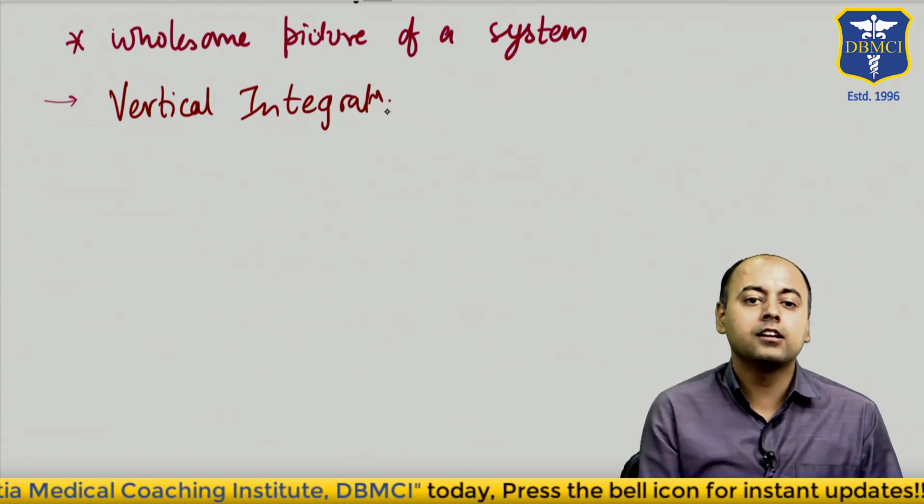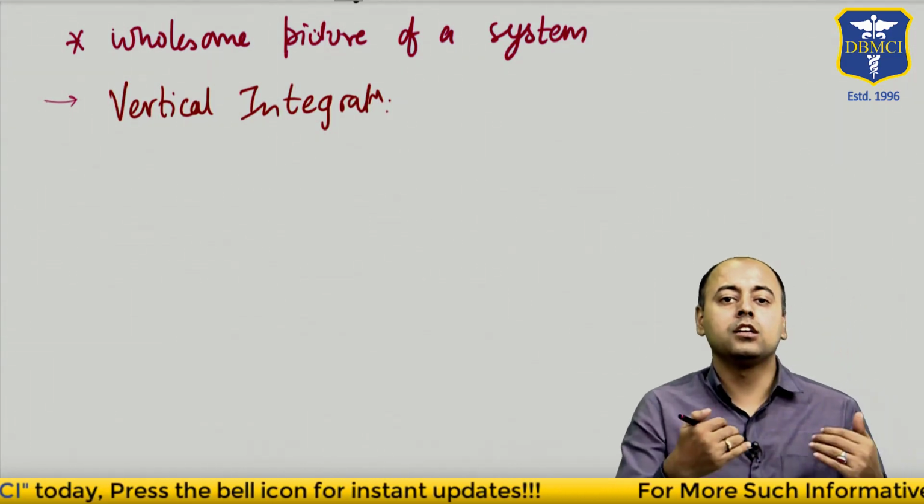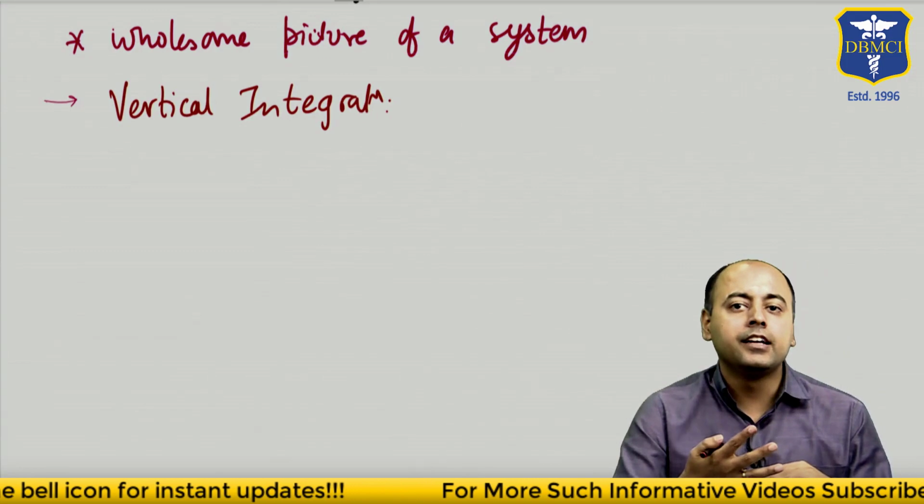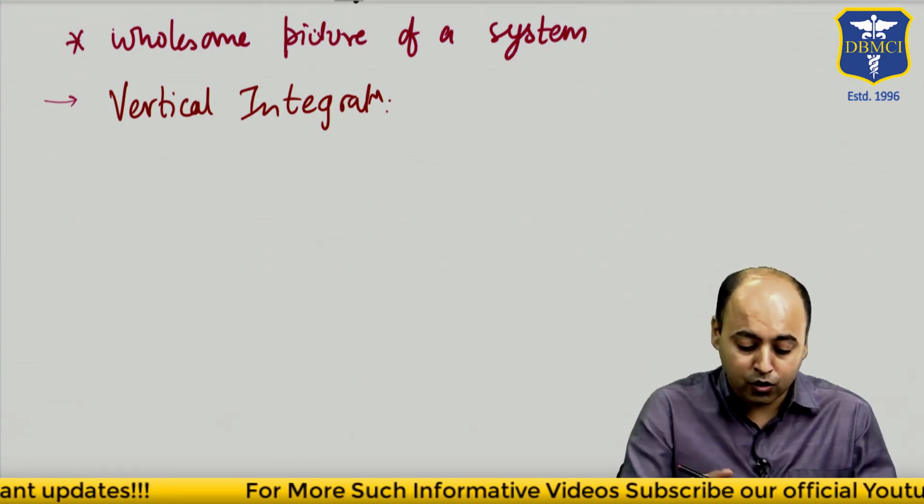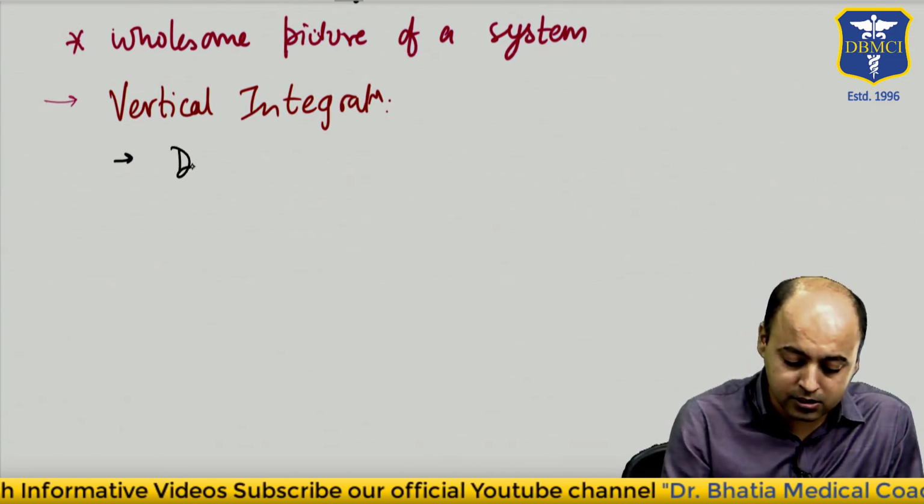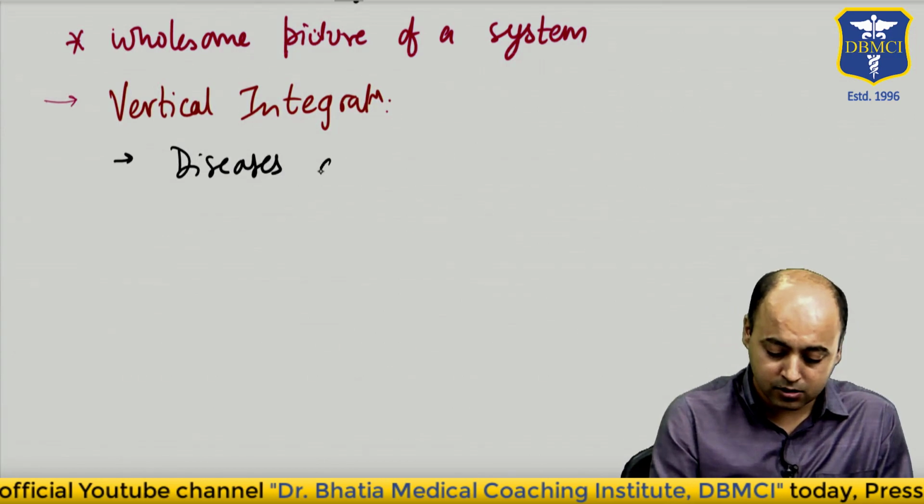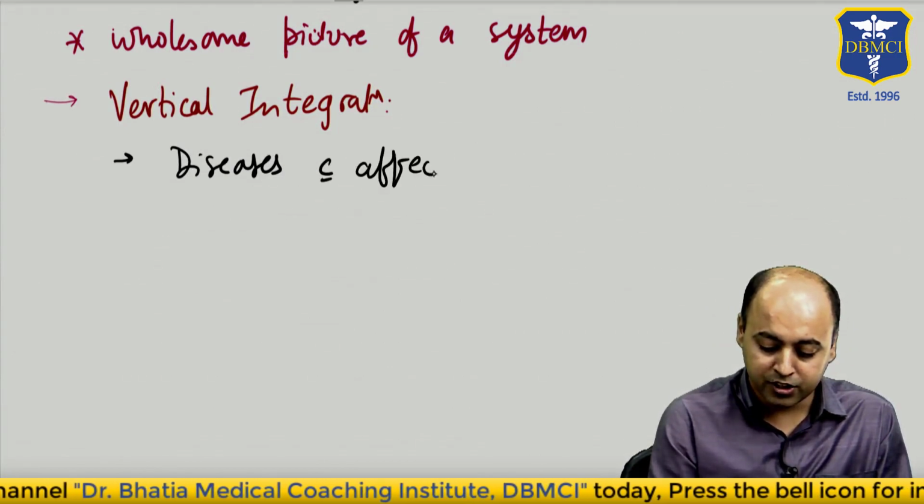What this vertical integration means is that, in addition to the normal details about a system, we should also talk about the diseases. So, if we are talking about the liver, we should talk about the diseases which affect the liver.